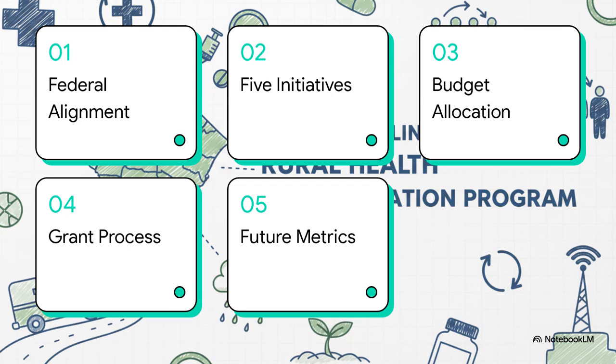Here's our roadmap for this breakdown. First, federal guidelines and alignment. Second, South Carolina's 5 specific initiatives. Third, the 5-year budget allocation. Fourth, the state grant distribution process. And finally, sustainability and future metrics.